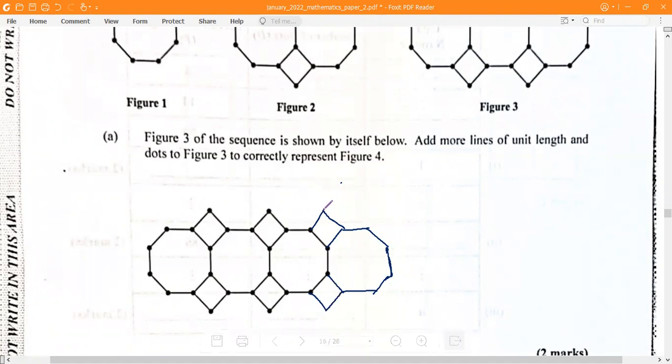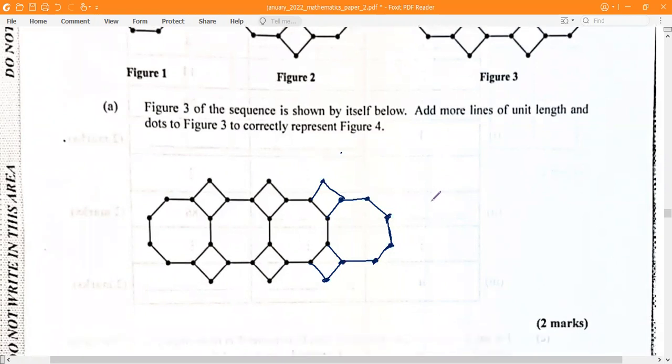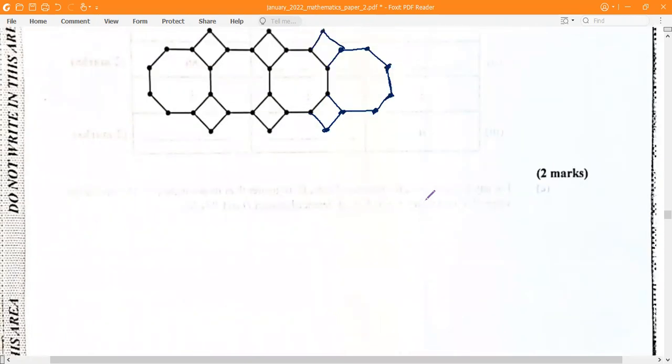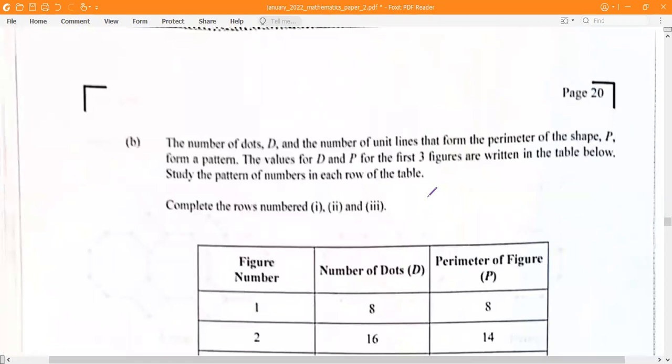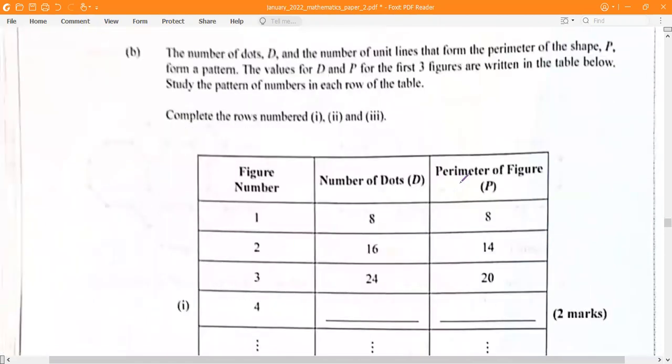All right, and these are the dots. And those dots. Okay, so we added in the lines and we added in dots. All right. We have a table, which is common. Usually there's a table. And we have the complete rows numbered 1, 2, and 3.